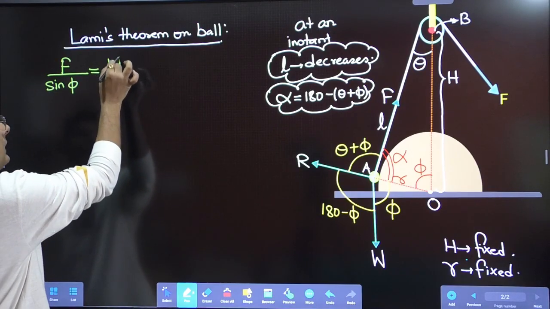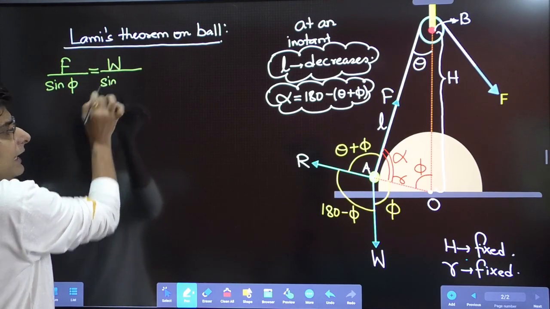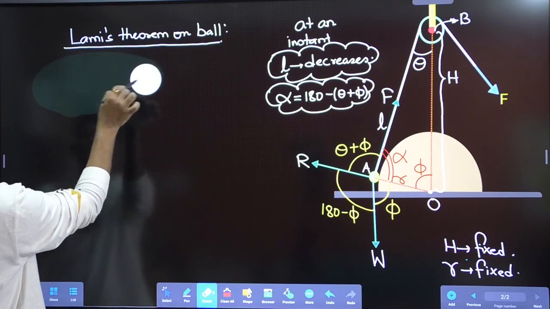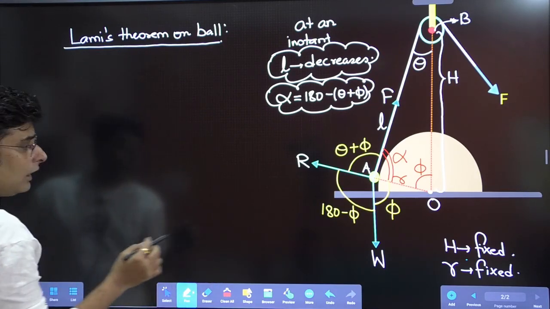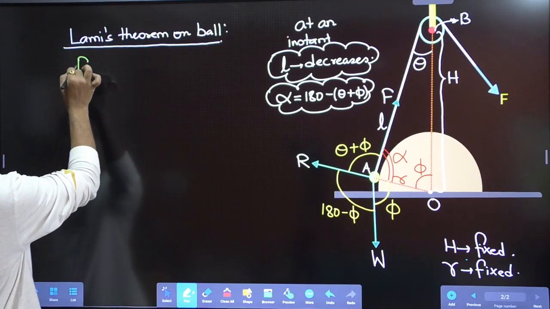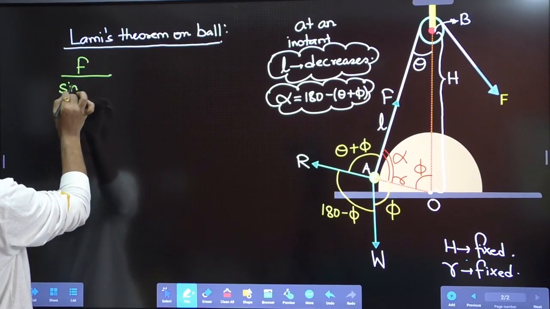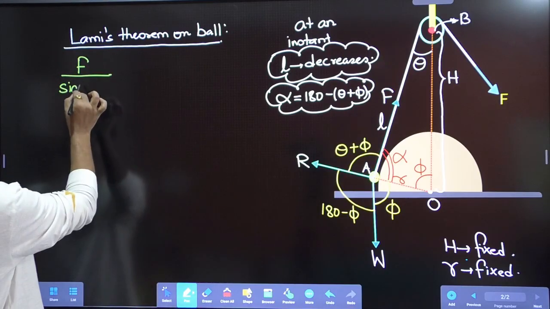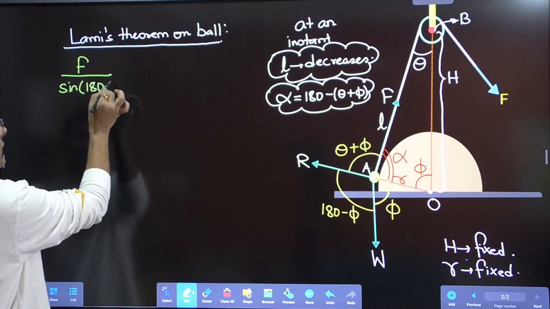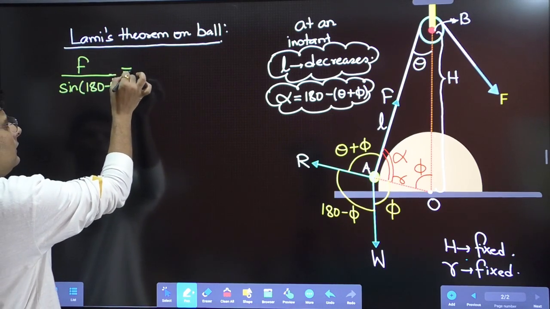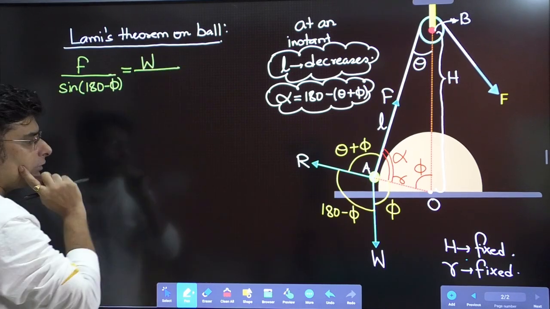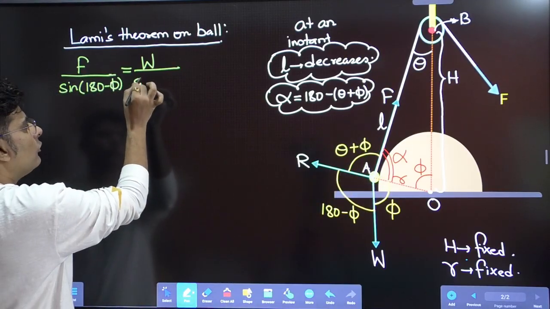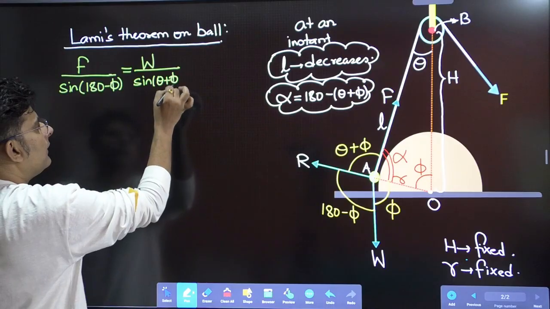Then if we take weight, then we have to take the angle. I'm sorry, I think I made a blunder over here. Let's quickly correct it. We have to take force F and the angle in between weight and R. So weight and R angle is 180 minus phi. Now when we are taking W, then we have to take the angle between F and R, which is theta plus phi. You can see in the diagram. So sine of theta plus phi.